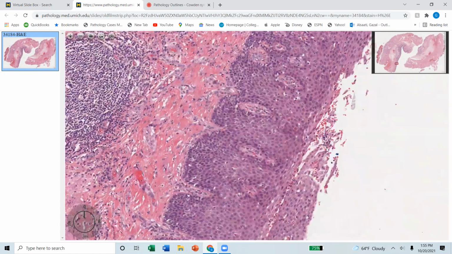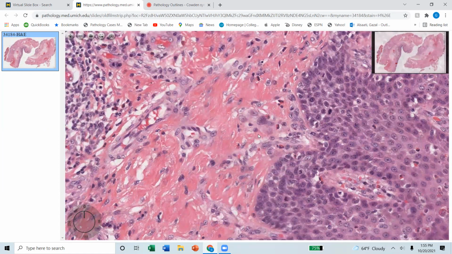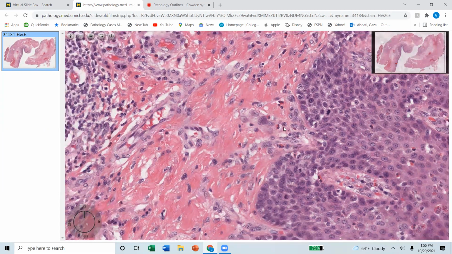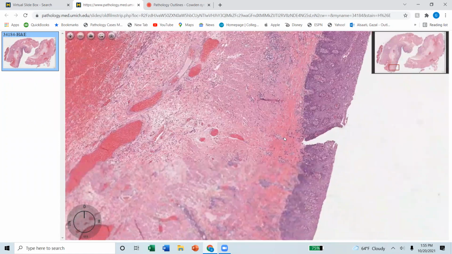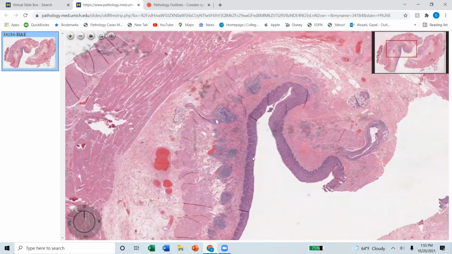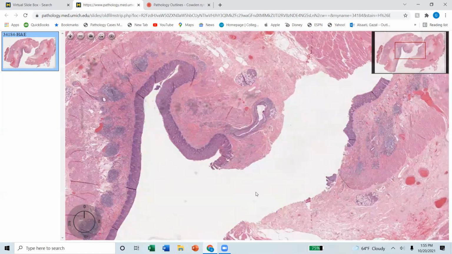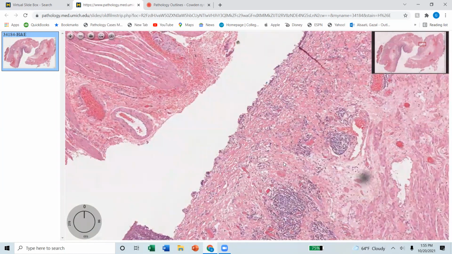And look how beautiful you have eos going down into the muscularis. And this is another classic sign of eosinophilic esophagitis. So he is saying there's perforation. Perforation is definitely not a diagnosis that I would make on my biopsies, but if he is saying there is perforation, then probably there is.